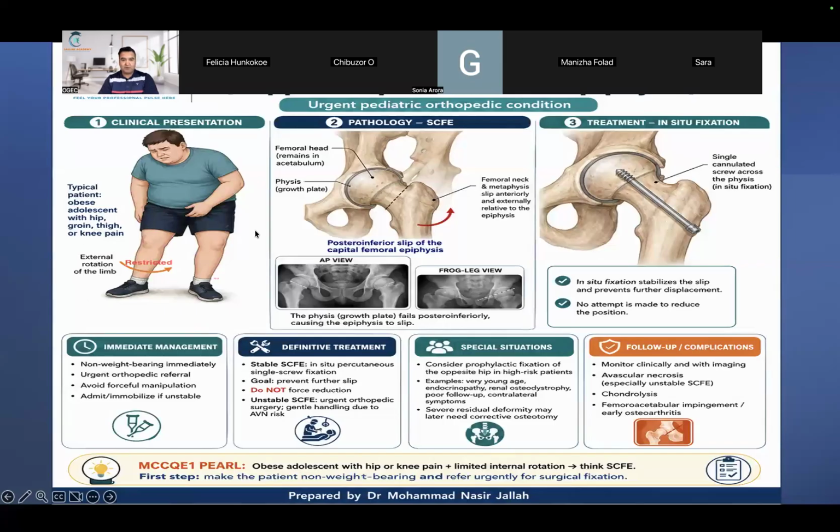So this is a typical patient. We have already talked about this. Non-weight bearing for all of them. Do not force, so stable, unstable. If it is stable, then you do this. And if it is unstable, again, you have to stabilize the patient first, then you have to do the surgery. But still, either way, you have to do the surgery because that is the only way that the patient gets better, or you can fix it. Otherwise, avascular necrosis chances are very high.